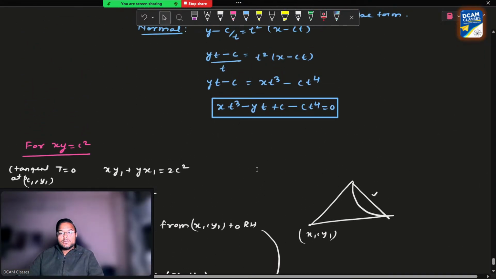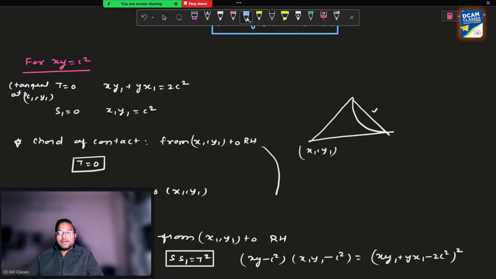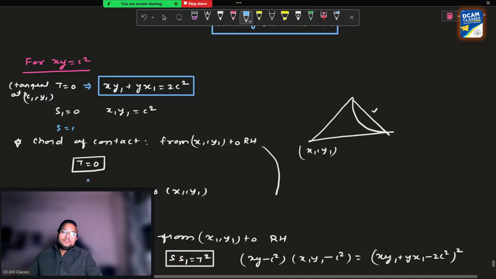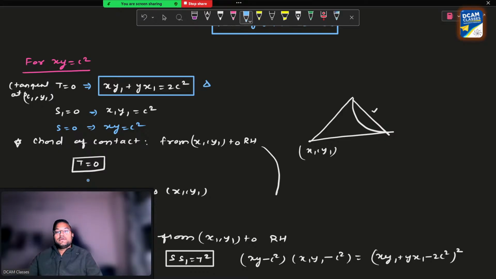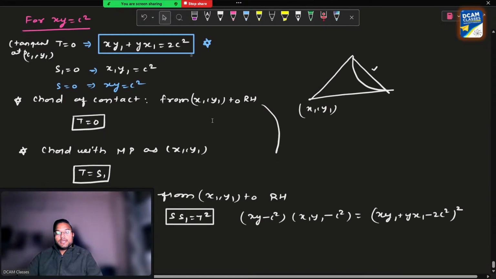Rectangular hyperbola is over. Just remember there are a few different things you have to be careful about. The tangent equation is not the same that we used to get. This is a different formula. S1, S1 they all are the same, but the tangent equation is only different. Okay, there you have to be very careful.